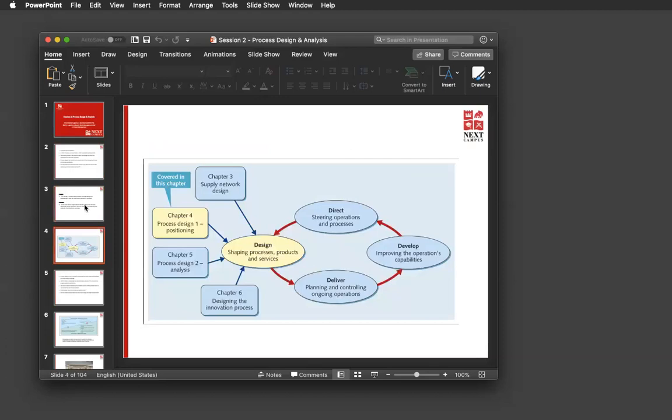So when you design a process, you need to look at shaping the processes and the products and services. So you should look at things like, what is this operation that the process is going to feed into? How are you going to position the design? How are you going to analyze the design? And how are you going to continue improving the design of the process?